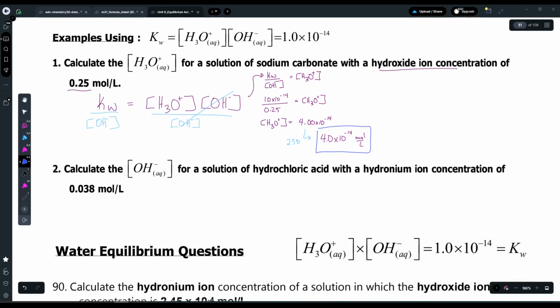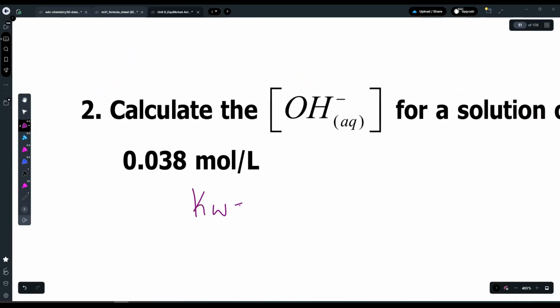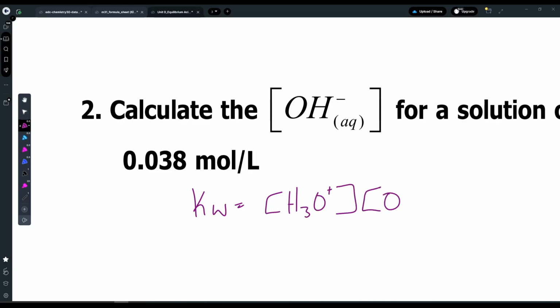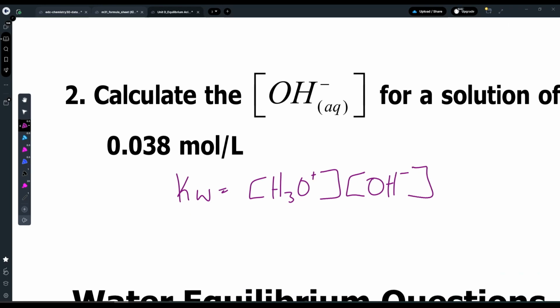Okay, example number 2, we need to calculate the hydroxide ion concentration for a solution of hydrochloric acid with a hydronium concentration of 0.038. So we're going to do a similar thing. We're going to start off with Kw is equal to the concentration of hydronium multiplied by the concentration of hydroxide. Since we were asked to calculate the concentration of hydroxide, that means I need to isolate it. So I'm going to divide by hydronium.